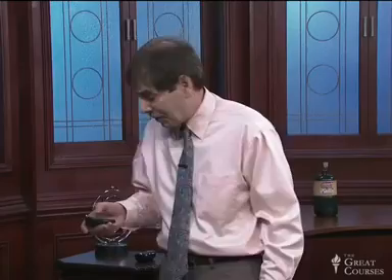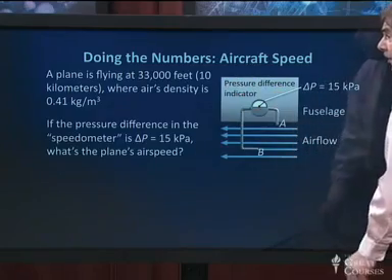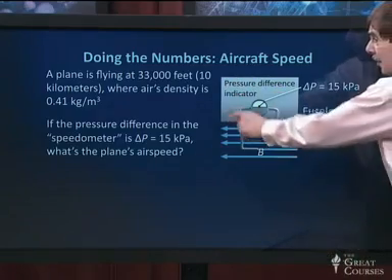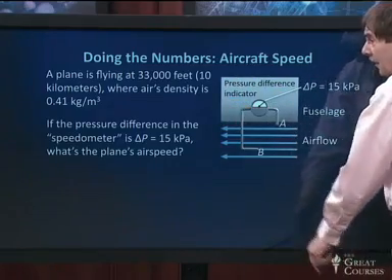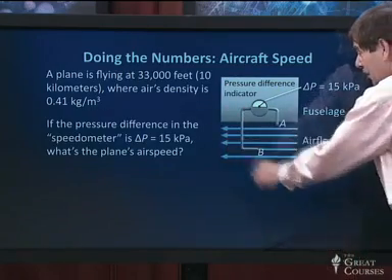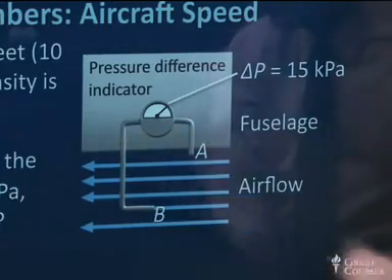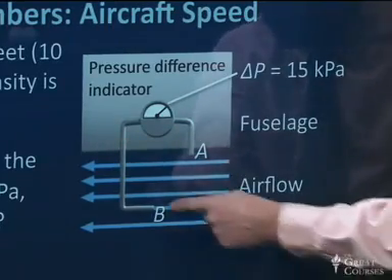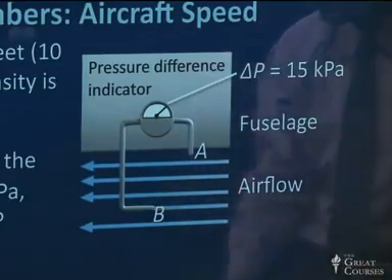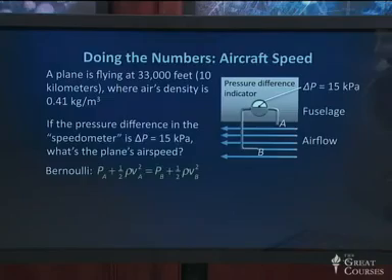Let's look at this aircraft speedometer in a little bit more detail. This thing is called a pitot tube. And in my example, I'm assuming a plane is flying at 33,000 feet. That's about 10 kilometers altitude, where air has a density of 0.41 kilograms per cubic meter. The pressure difference in this speedometer between point A and point B. Point A is where the air is flowing right by with its normal speed v. Point B, the air has come right into the tube and is forced to stop. Let's assume that difference, measured by that pressure indicator, is 15 kilopascal.